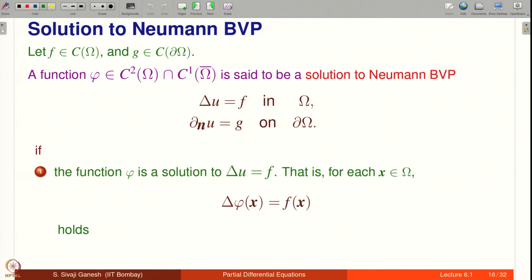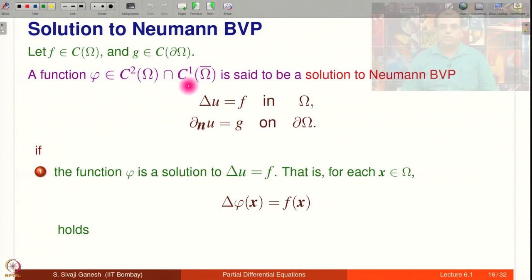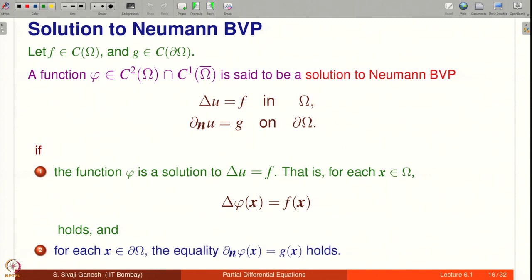Now, we have the boundary condition which involves the normal derivative. Normal derivative is nothing but gradient u dot n. It is a directional derivative in the direction of the normal. For that reason, we need C1 of omega bar. That means, derivatives are also continuous up to boundary. And hence, this is meaningful. So, dou n phi of x is meaningful because phi is C1 of omega bar, and hence we can ask that it should be equal to g of x. That is why the notion of solution to Neumann problem is like this, phi should be in this space.